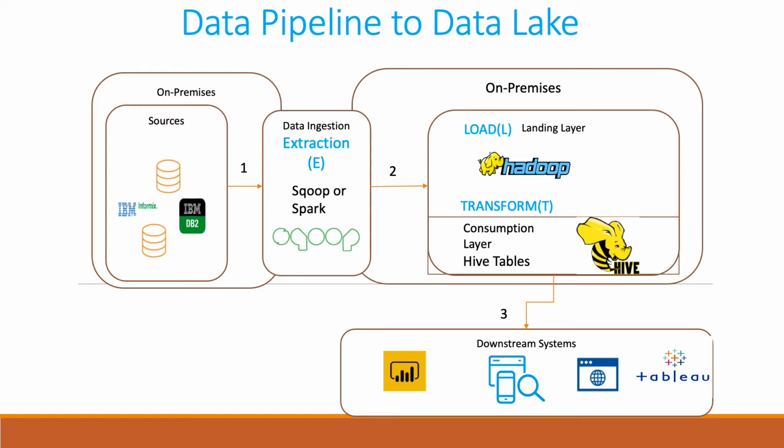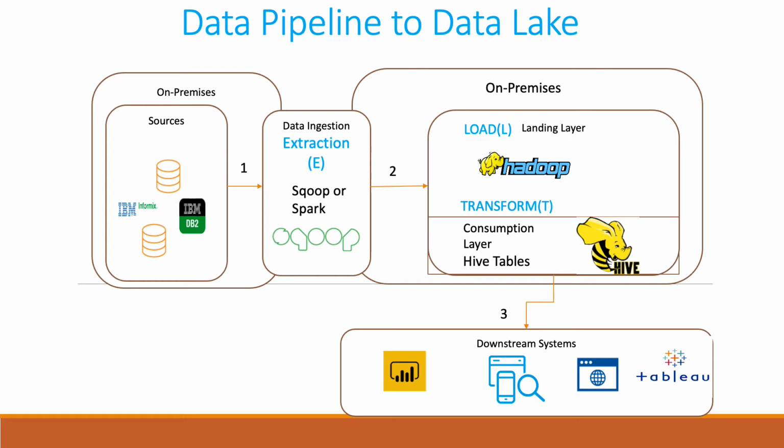Once the data is available in the data lake, we can run various analytics or machine learning algorithms that will help to publish the dashboards and various reports and to take better decisions. Here in this diagram, there are various sources such as IBM DB2 and Informix, and data ingestion scripts are used to extract the data from these sources at on premises into the Hadoop environment. The data ingestion scripts can be either Sqoop imports or Spark scripts.